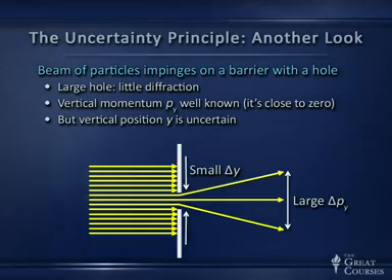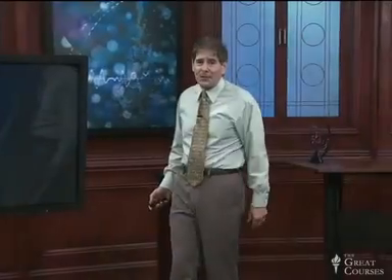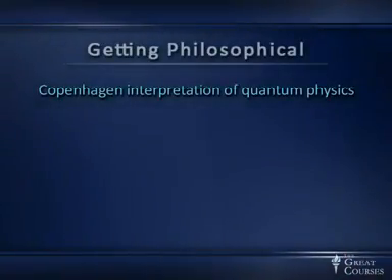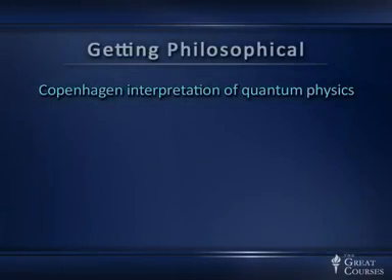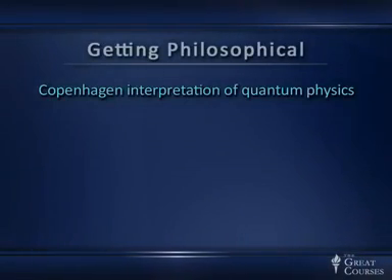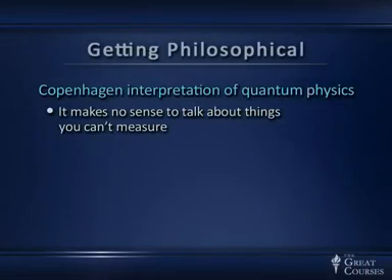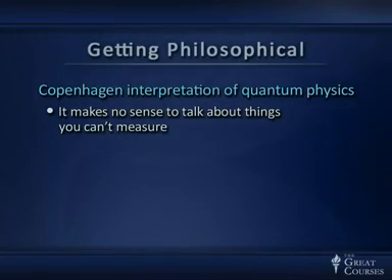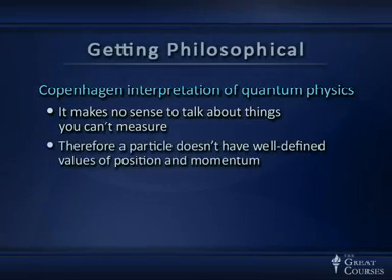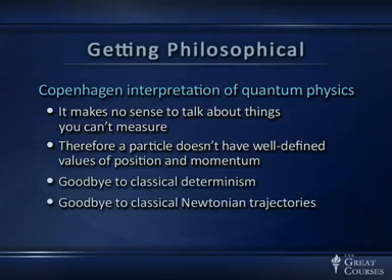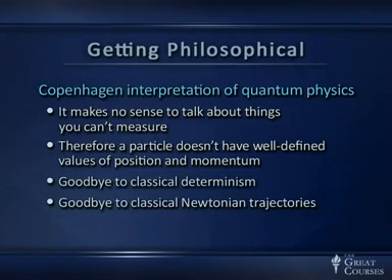Let's get philosophical about this idea, because it really is an idea with a lot of philosophy in it. The standard understanding of quantum physics, held by most but not all physicists and many but not all philosophers of science, is called the Copenhagen interpretation, because it's in Copenhagen where Niels Bohr held forth, and a lot of deliberation about this took place. And it says, it makes no sense to talk about things you can't measure. You can't measure simultaneously a particle's position and momentum, and therefore a particle doesn't have well-defined values of position and momentum, and you have to say goodbye not only to Newtonian determinism, but also to classical Newtonian trajectories.